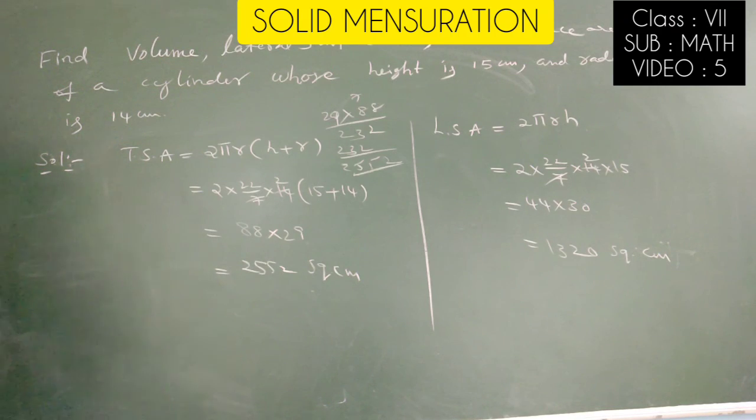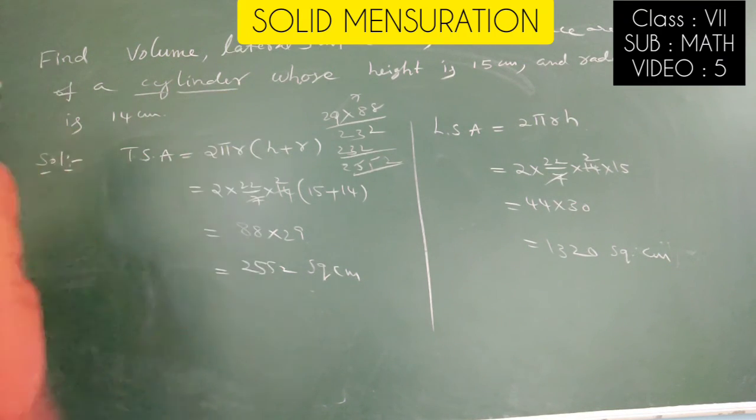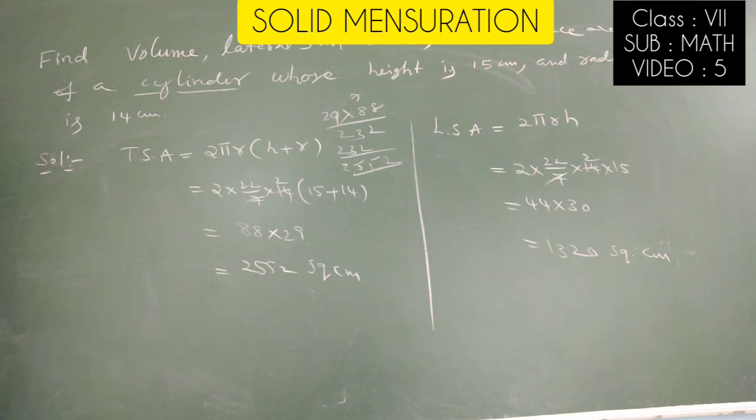Okay, this cylinder is also a solid figure. After the completion of cuboid and cube, we have cylinder. After this one, we have cone also. First of all, we need to complete this cylinder. In this video, we covered lateral surface area, total surface area, and volume. In the next video, we have to learn the things which are based on problems.